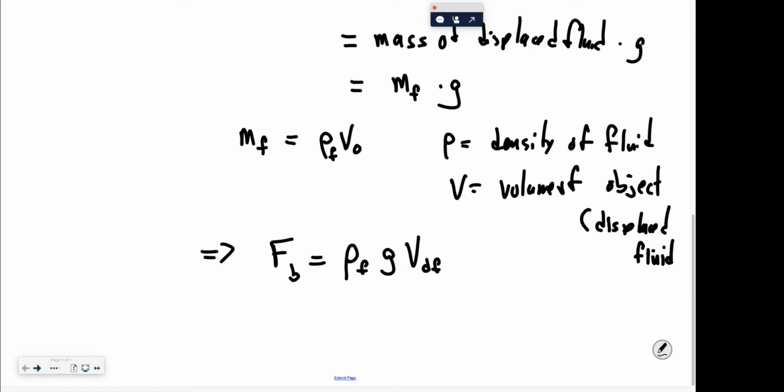When you have a brick that's fully submerged in your water, the volume of the brick and the volume of the displaced fluid are exactly the same. But if you had an object that were floating on top of the water and not fully submerged, it's just the part that's below the water that matters. It's not necessarily the full volume of the object that matters.